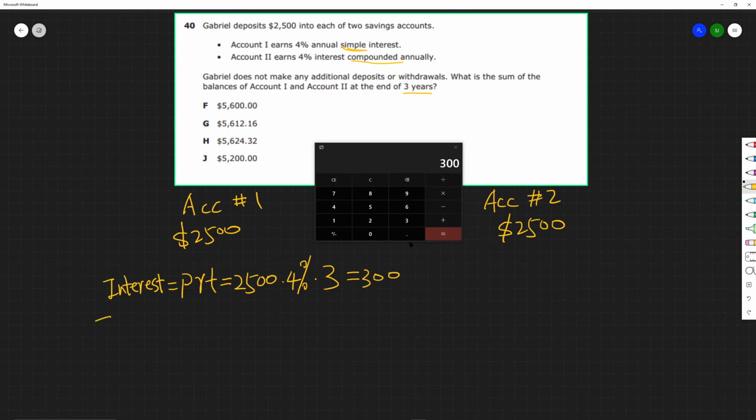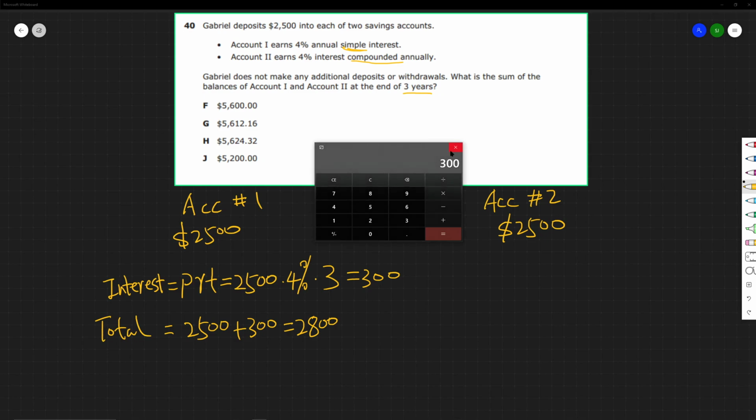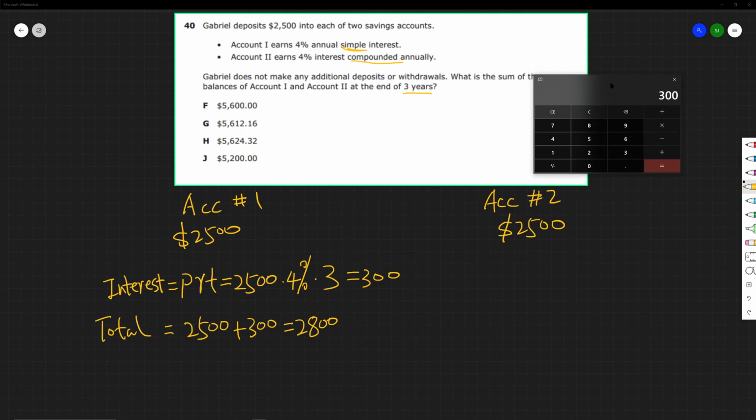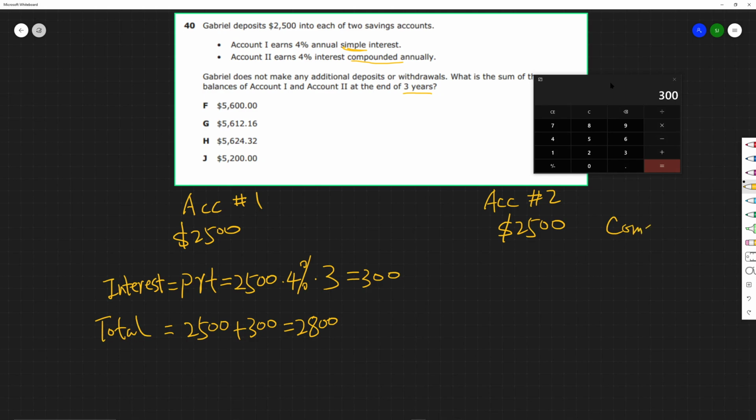Now after 3 years, the total balance is the original deposit plus the interest earned. And that is 2,800 for account 1. Now, what about account 2? So, this is a compound account.